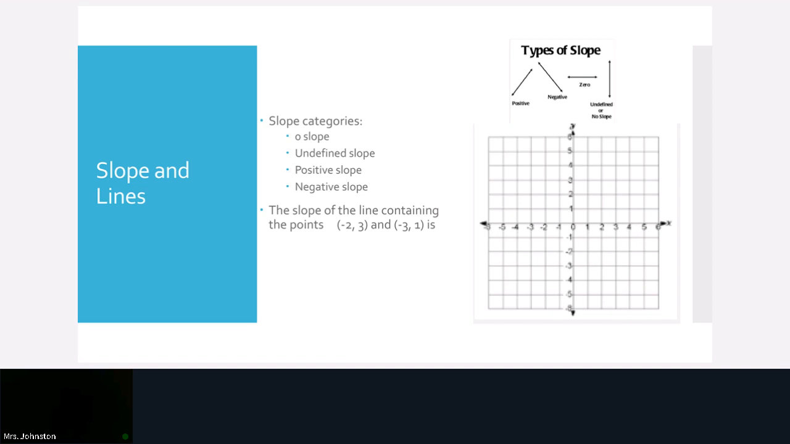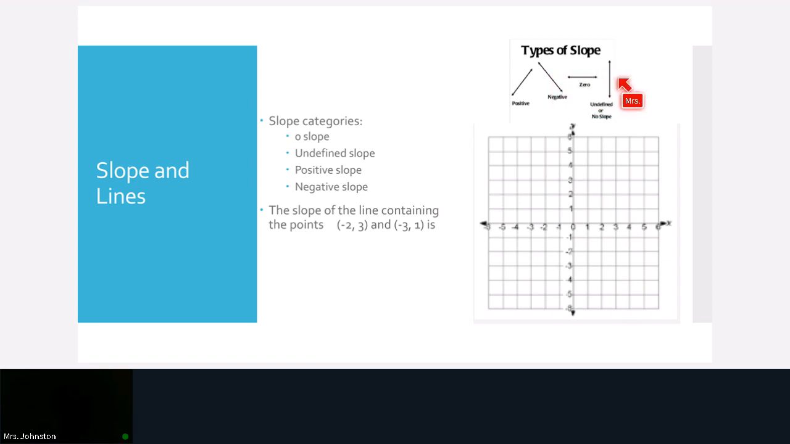Okay, we talked a lot about slope. Remember, slope is the ratio of rise to run between any 2 points on any line. There are some specific slopes that you need to know. A zero slope is a horizontal line. It's like driving across Kansas. There are no hills, there are no valleys.